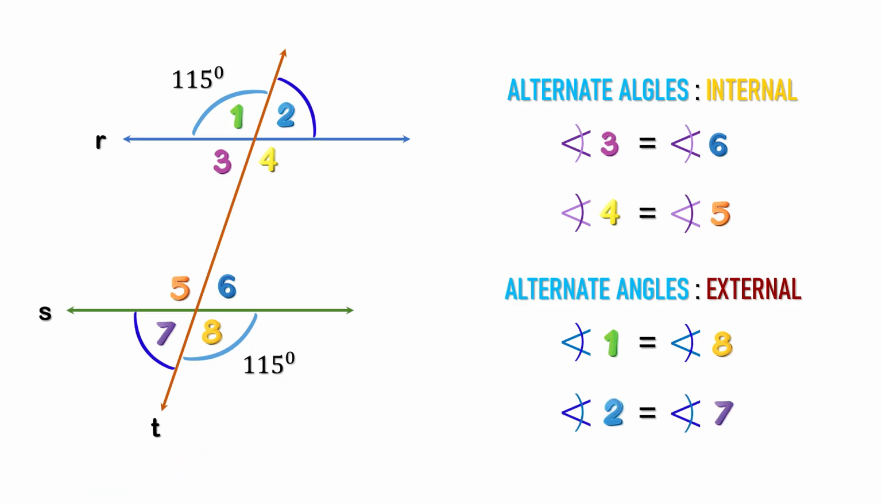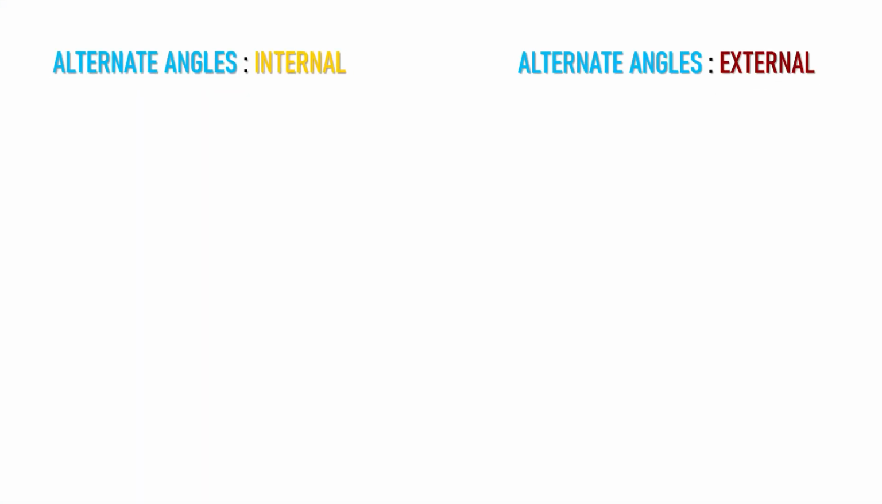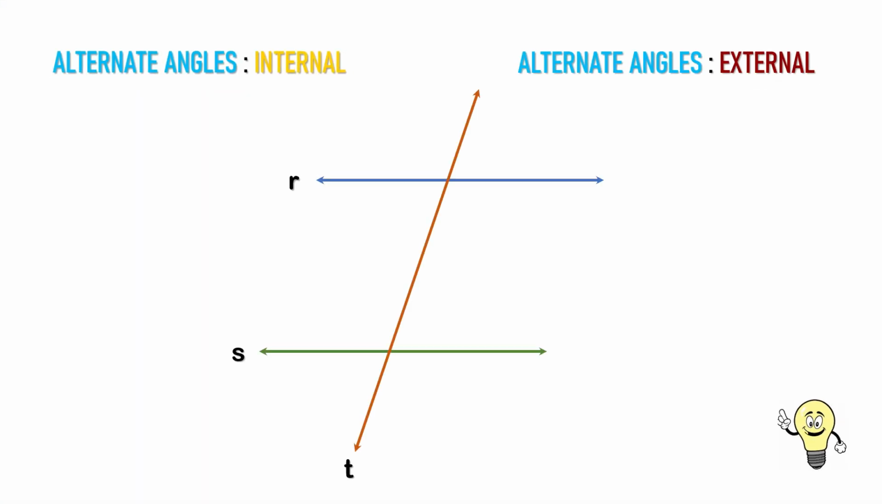In summary, we have the alternate interior angles are found inside the parallel lines, and the alternate exterior angles are found outside the parallel lines. For both angles, they are found on opposite sides of the transversal, and for both angles, they measure the same.